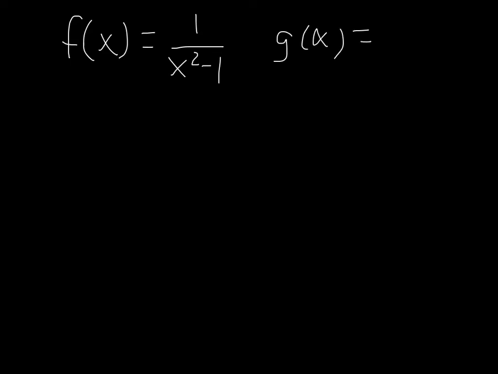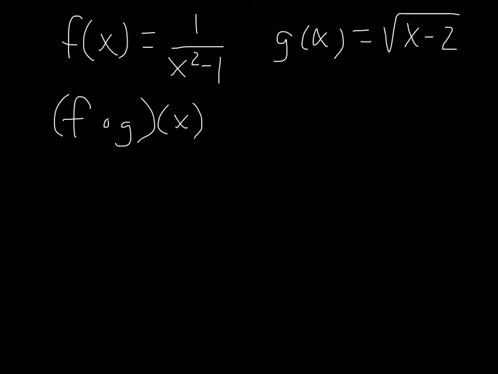So let's look at two new functions. f of x equals 1 over x squared minus 1, and g of x equals the square root of x minus 2. I want to find f of g of x, so a composite function, and that is the same as writing it in this notation, where again g of x is the input for f, so we're going to take g of x and plug it in.